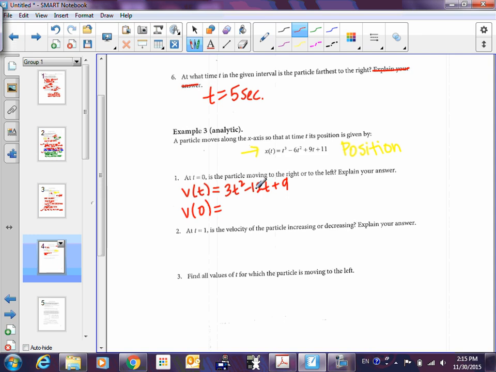So what is v of 0? 9. The big important thing is that this is positive, right? So which direction? To the right, because v of 0 is positive. Okay, 2 asks about, is the velocity increasing or decreasing? So what do we need to do here? Find the acceleration. Find the derivative of velocity. So what would that be?